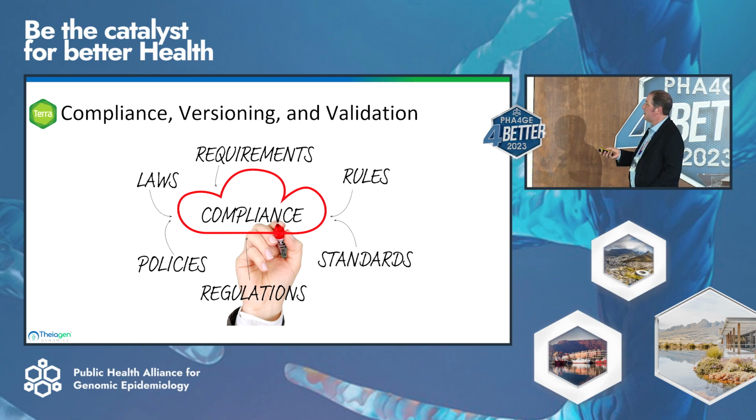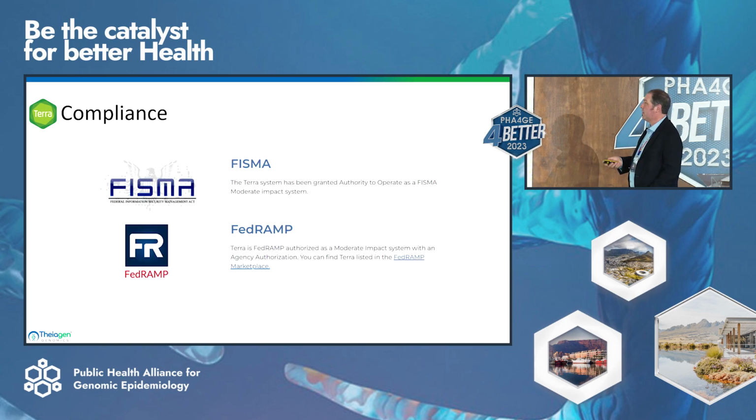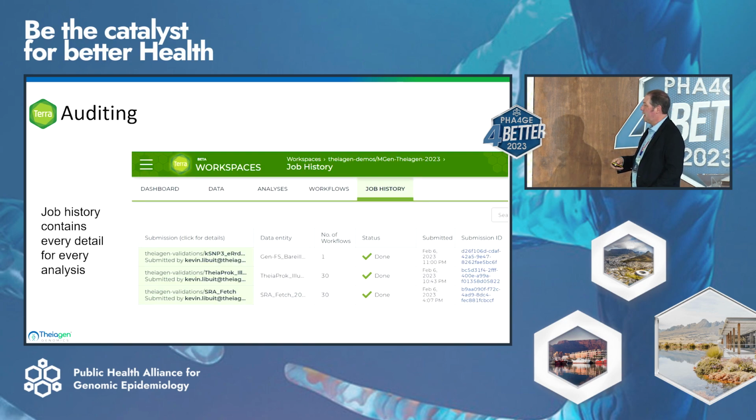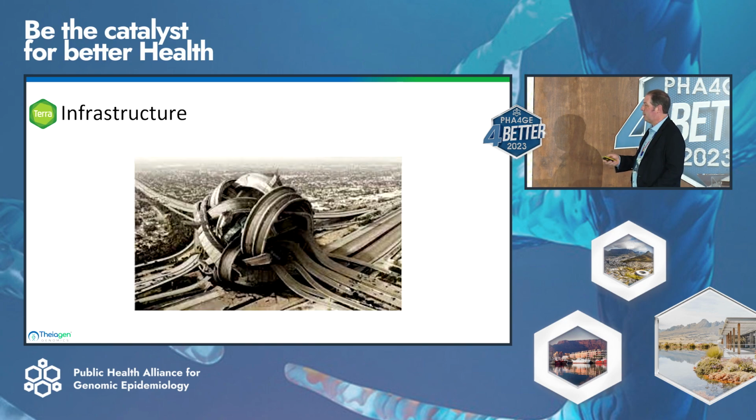For the sake of time, you have compliance. In the US, we have FSMA and FedRAMP. You have complete versioning, available for all your workflows. So if there's a new version, you don't have to switch to it until you're ready. And then you have full audit trails of your job histories.